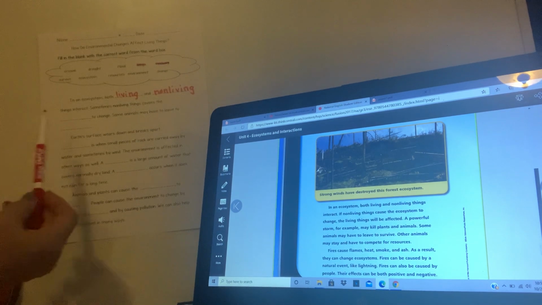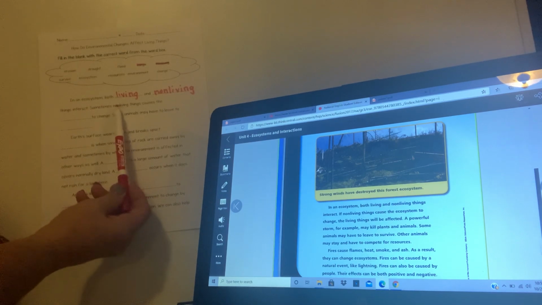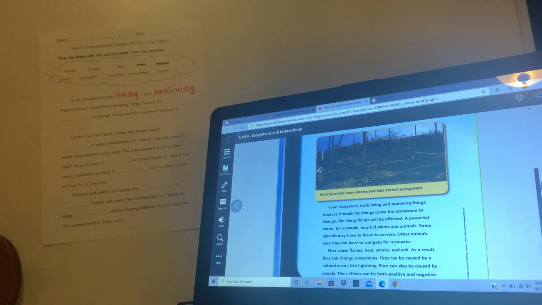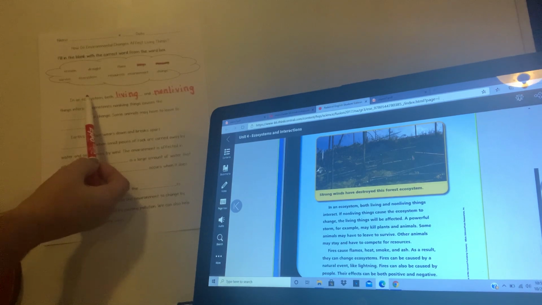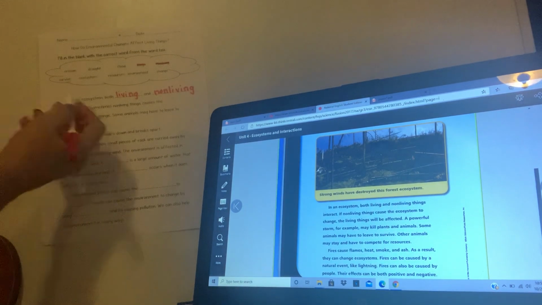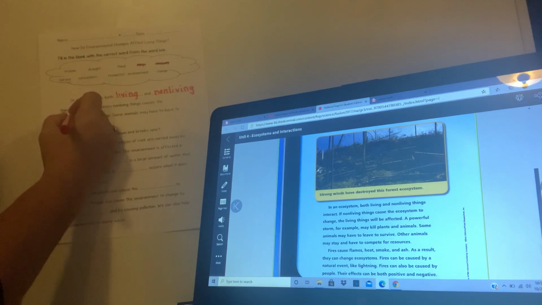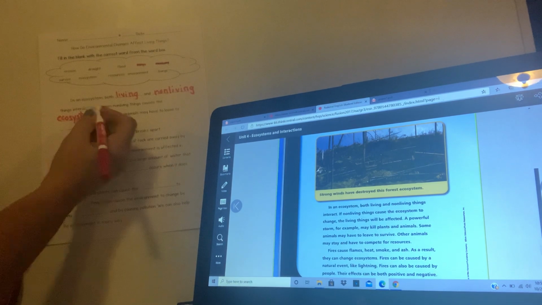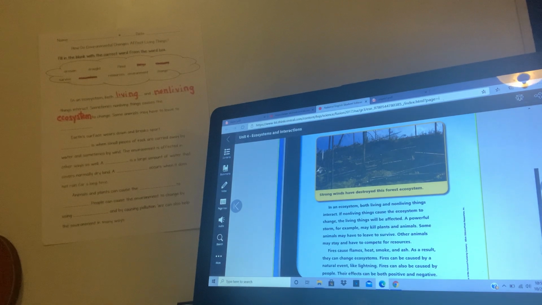All right, let's pick up where we left off. Sometimes non-living things causes the blank to change. Well, what are we talking about up here? We're talking about the ecosystem. The answer's right there for us. Ecosystem. Cross it off up there in the word box.